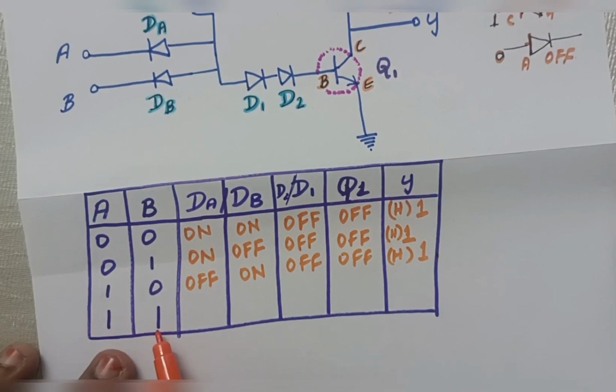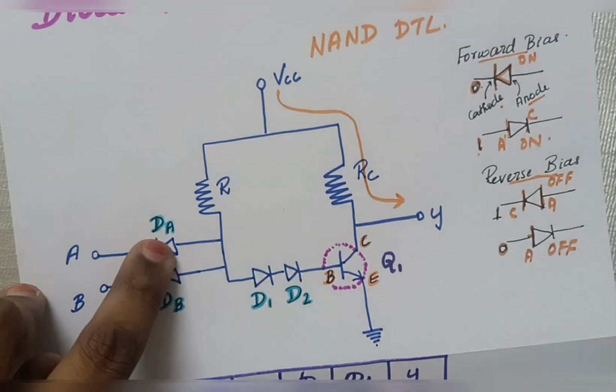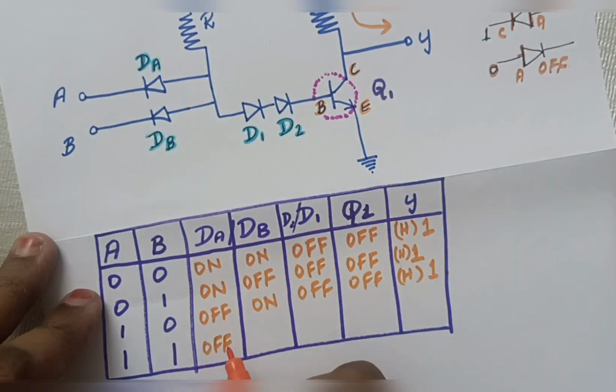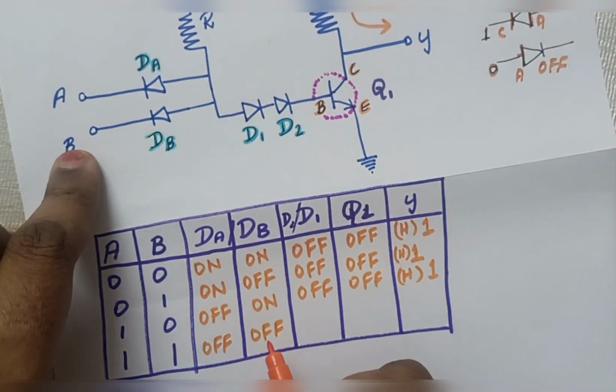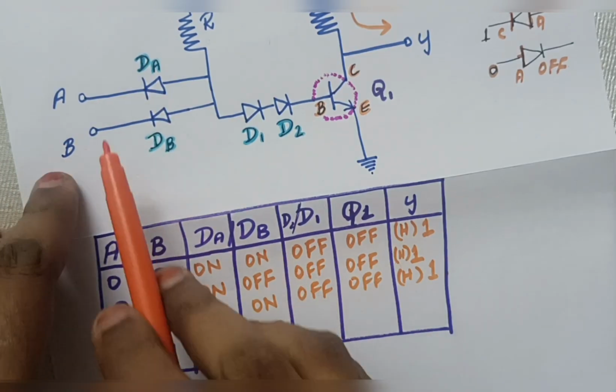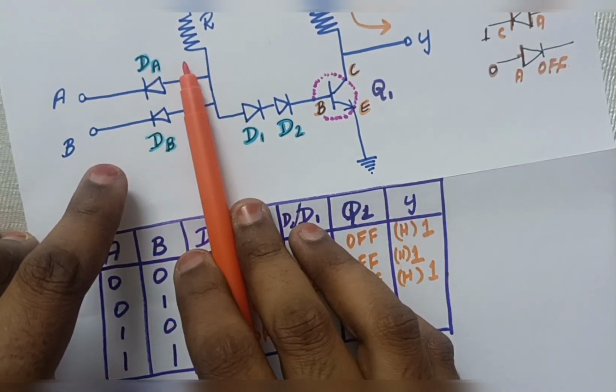When my A and B are 1 and 1. So if I send 1 and 1 here, what will be the status of DA? DA will be off, DB will be off, because sending 1 into the cathode, it is off, right? Okay, so both these are off, so I won't have anything passing here. So if nothing is passing here, what will happen?